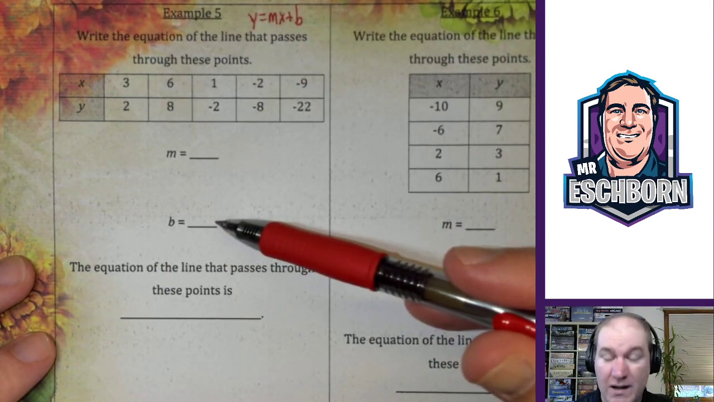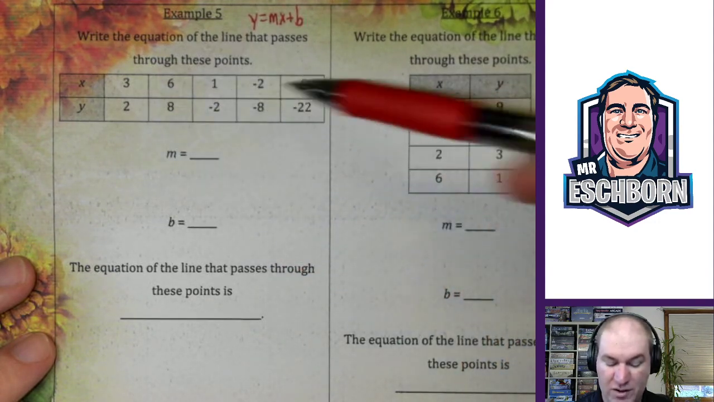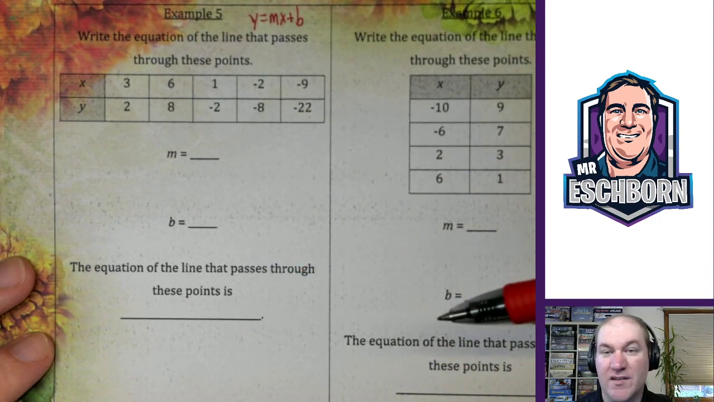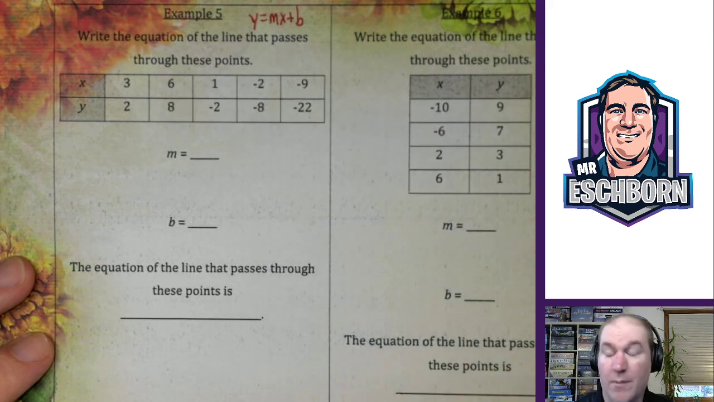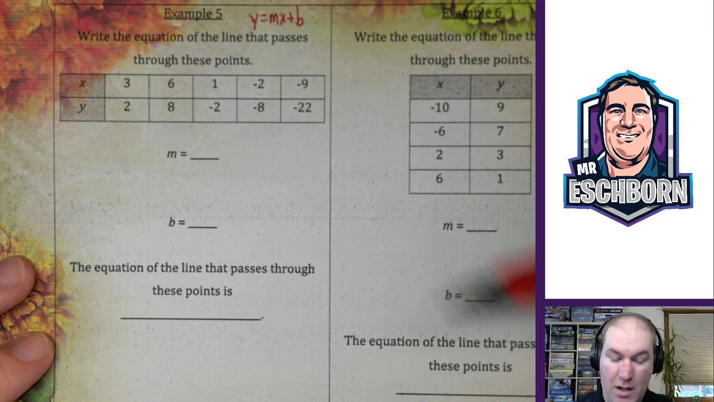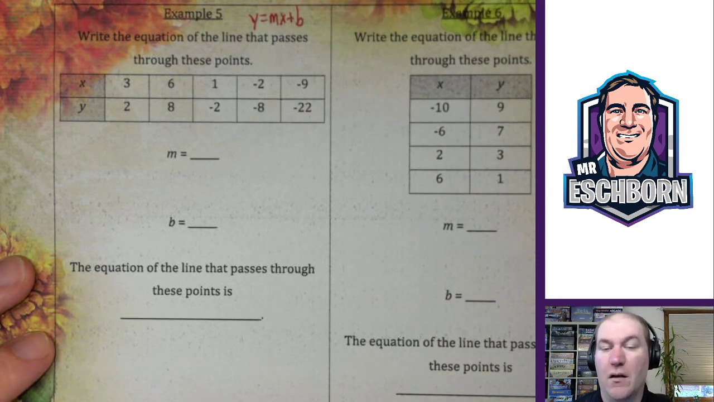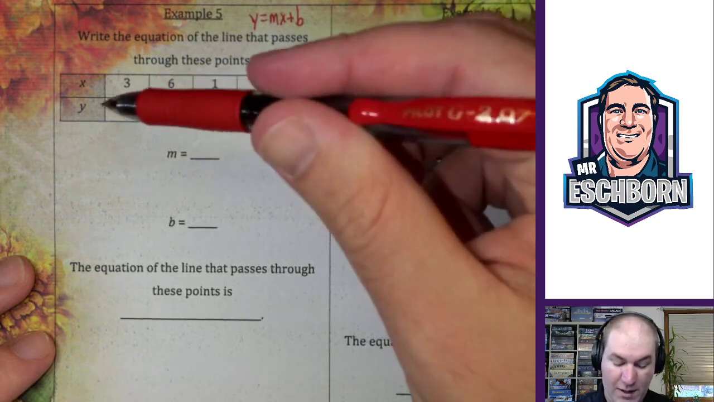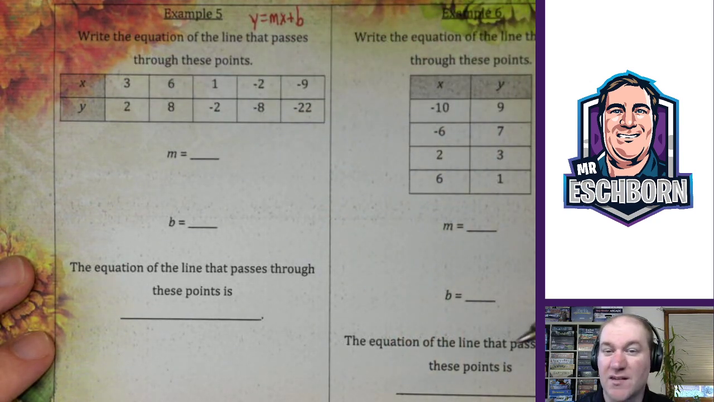Yesterday I told you to find b. All you have to do is look in the table and find an x of 0. And then the number that goes with it is the y-intercept. You'll notice in this example that there is no x equals 0. There is no y-intercept just shown to us in this table. So we're going to have to do a little more calculation.